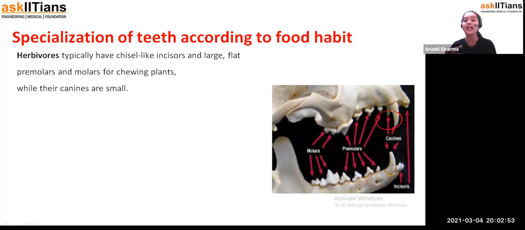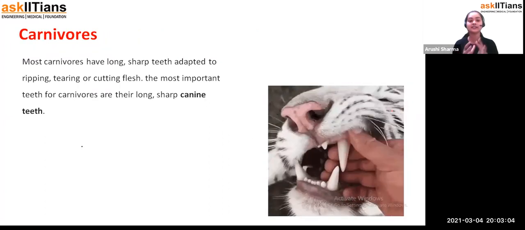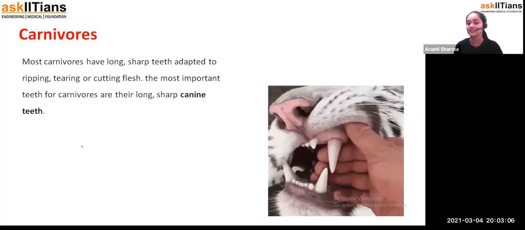Because of that, students, the canine shape of the herbivores is small. Fine. So that's how herbivores have this type of teeth. But now if you look at the teeth of the carnivores, you can see here, students, this tiger.